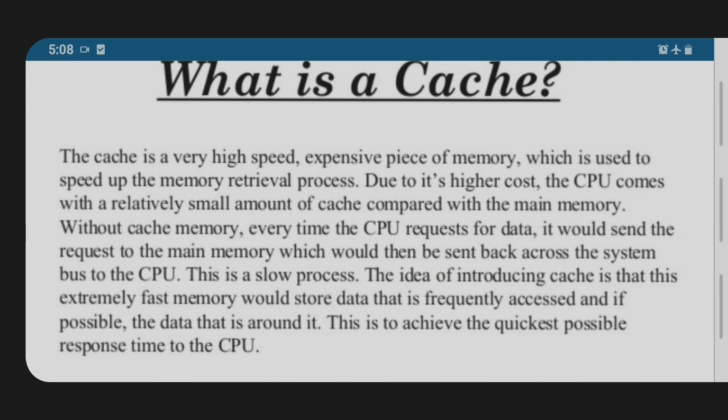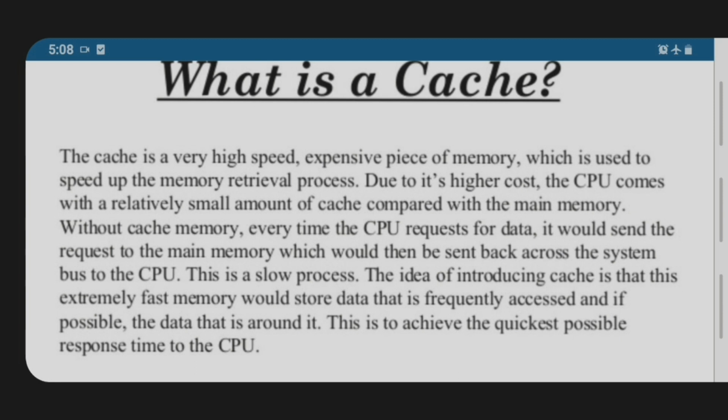Without cache memory, every time the CPU requests data, it would send the request to the main memory, which would then be sent back across the system bus to the CPU. This is a slow process. The idea of introducing cache is that this extremely fast memory would store data that is frequently accessed and, if possible, the data that is around it. This is to achieve the quickest possible response time to the CPU.